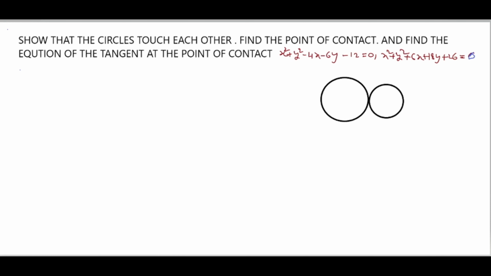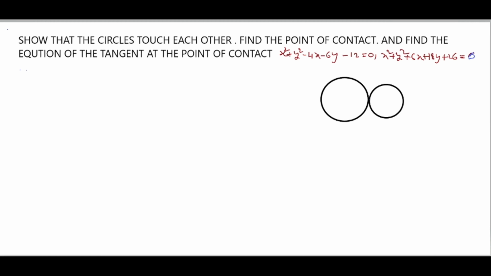Show that the circles x square plus y square minus 4x minus 6y minus 12 is equal to 0, and x square plus y square plus 6x plus 18y plus 26 is equal to 0 touch each other, and find the point of contact and find the equation of the tangent at the point of contact. So first we show that these two circles touch each other.